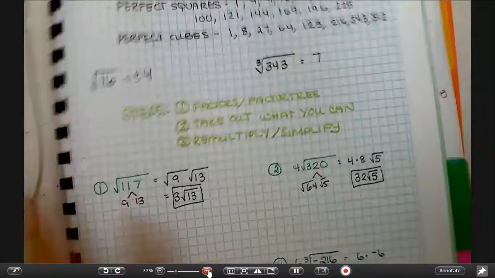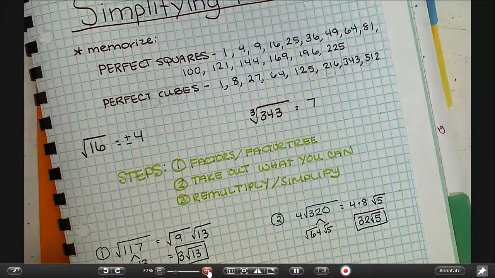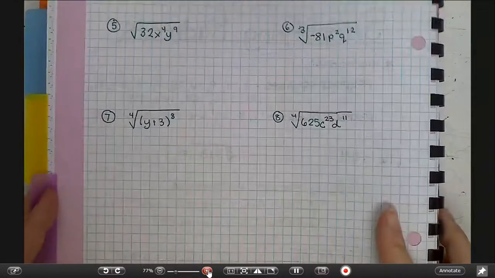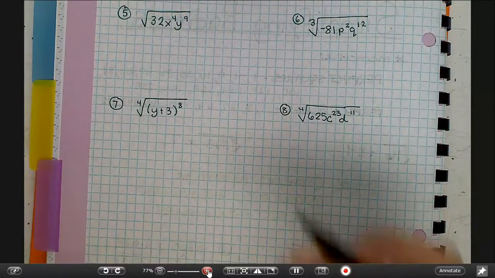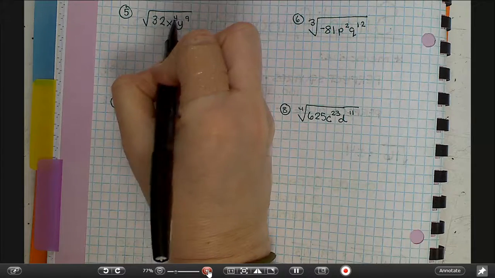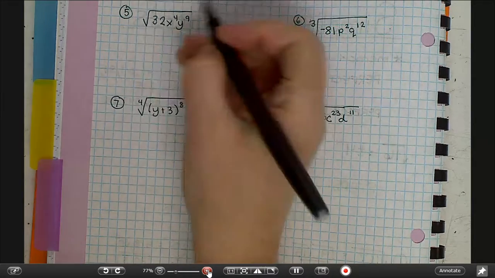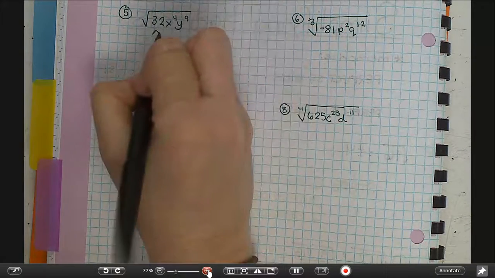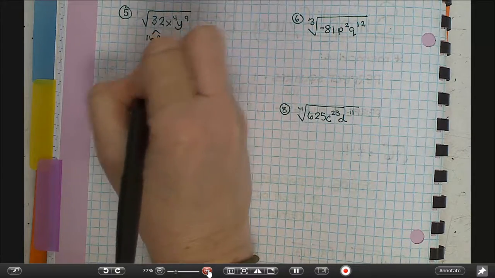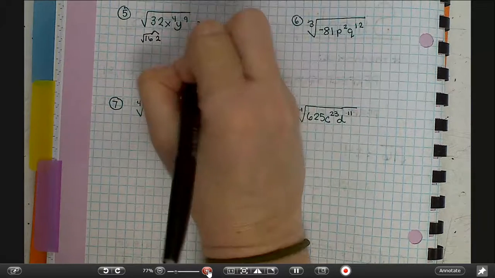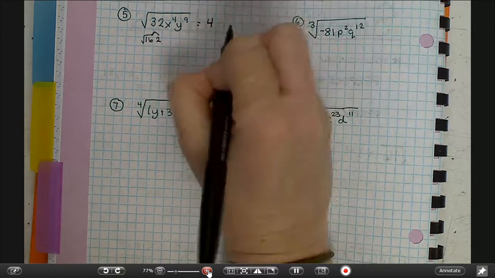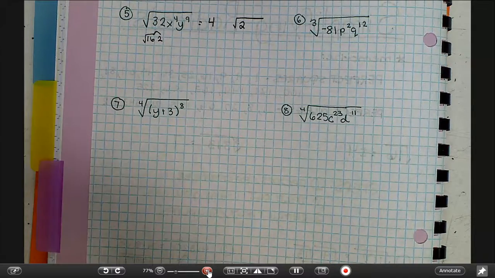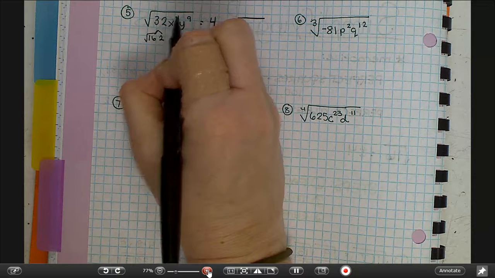All right, a couple more now with variables. With variables, what you're looking at is to make sure that your exponent is divisible by the number out here. So the first part is, what perfect square can I divide 32 by? I'm going to say 16 and 2. So we know that this is going to be 4 on the outside and the square root of 2 under the radical. But here we have x to the 4th.